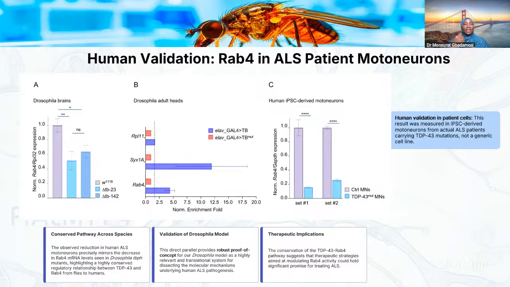We did that, and we did qPCR with the transcript, and we found out that, as we expected, the RAB4 mRNA is binding to TDP43, and the mutant is not. So this is genuinely an exciting result.